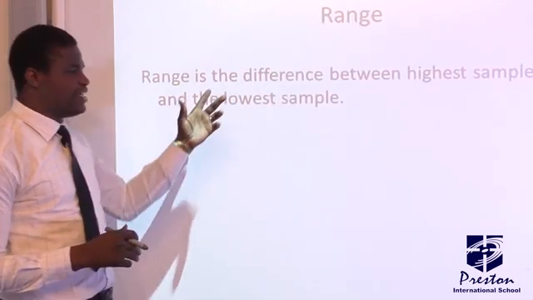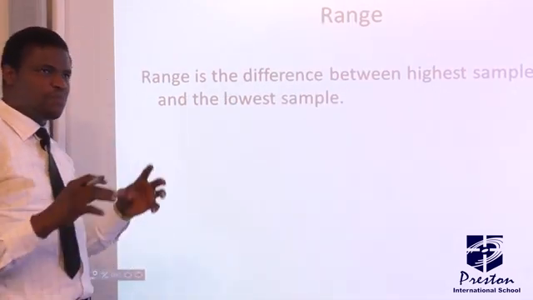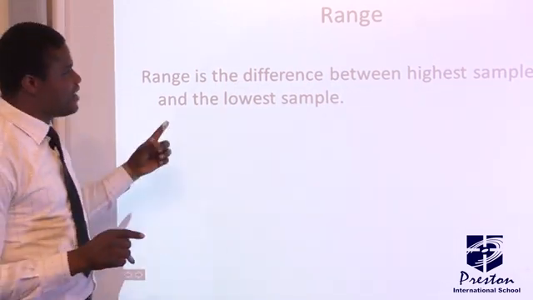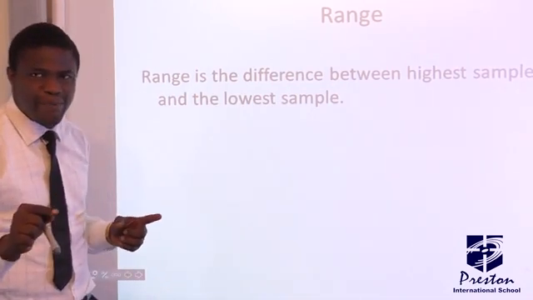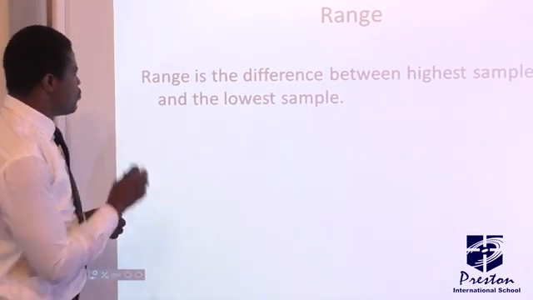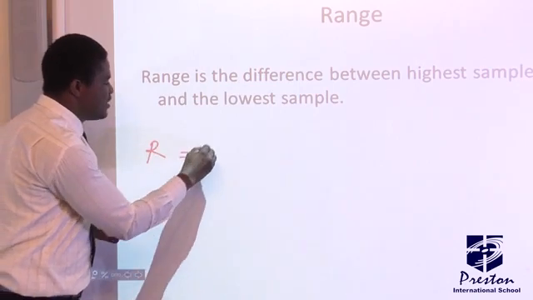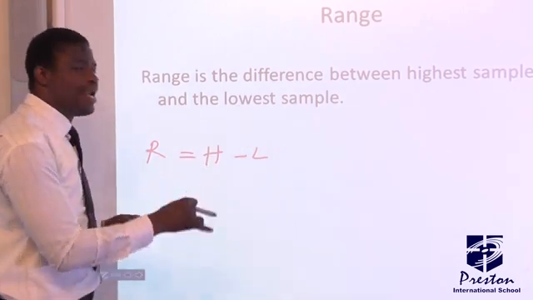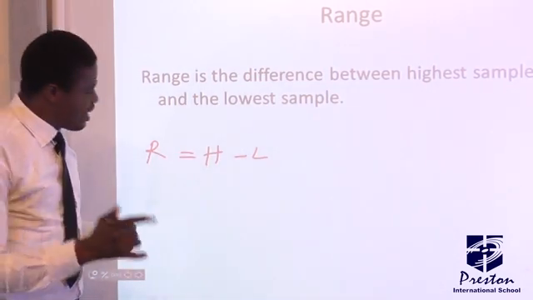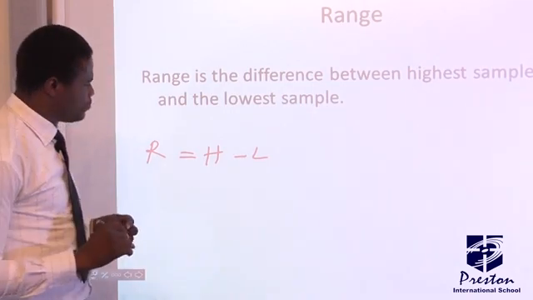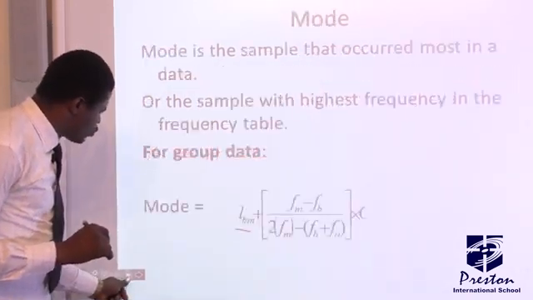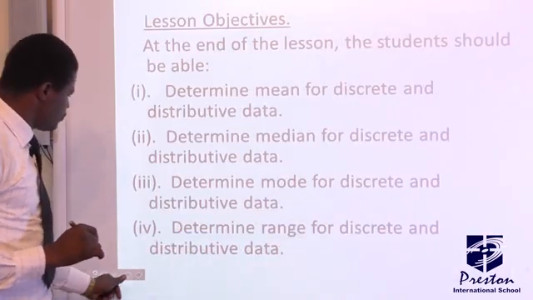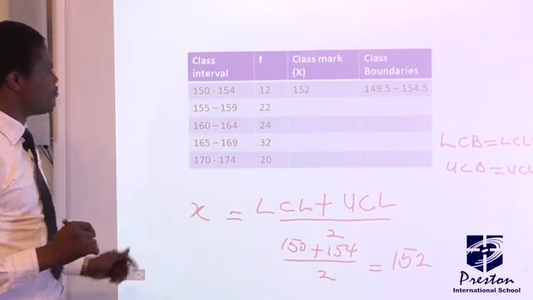Finally, we have range. Take note, range is not one of the measures of determining central tendency. Rather, range is one of the measures of determining dispersion. Range is the highest minus the lowest. That is the difference between the highest sample and the lowest sample. Now, before we go into Google Classroom, I want to talk about how we can get our range for grouped data.